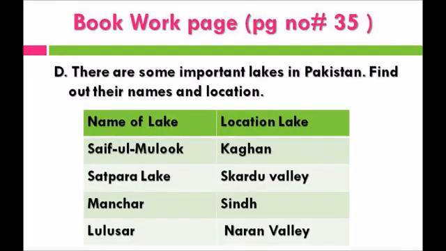Okay dear students, now let's start our book for page number 35, part D. There are some important lakes in Pakistan. Find out their names and location. Name of lakes: Saif al Maluk, located in Kagan. Satpara Lake, located in Skardu Valley. Manchar Lake in Sindh. Lulusar Lake in Naran Valley.